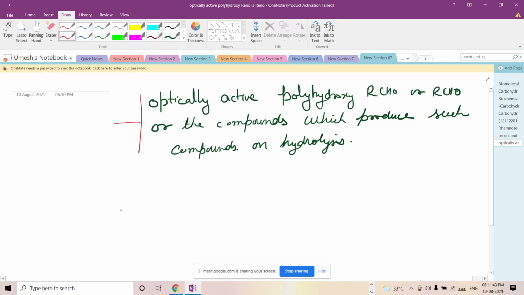So carbohydrates are those compounds which are, number one, optically active. When I say optically active, it means they must have some chiral carbon atoms. Polyhydroxy means more than two OH groups. It may be an aldehyde or a ketone, RCOR. Or those compounds which produce such compounds upon hydrolysis are called carbohydrates. I'll give you one example here.